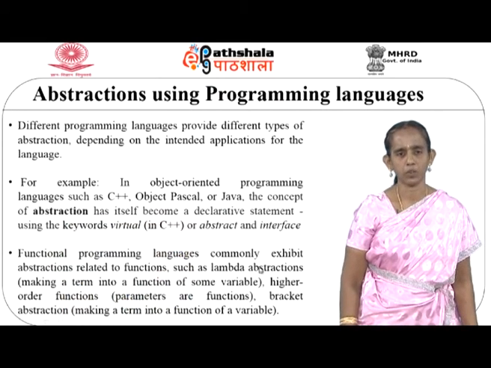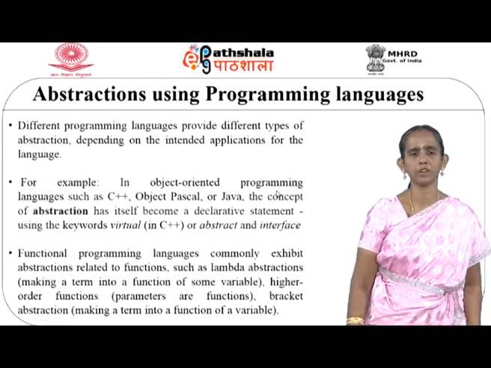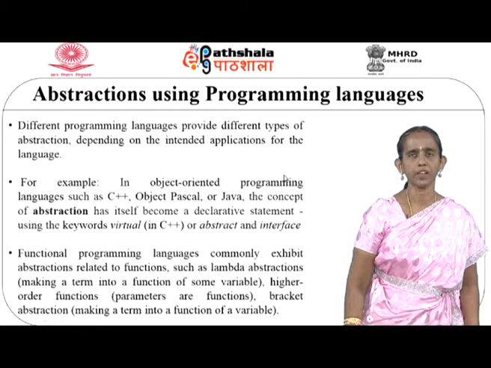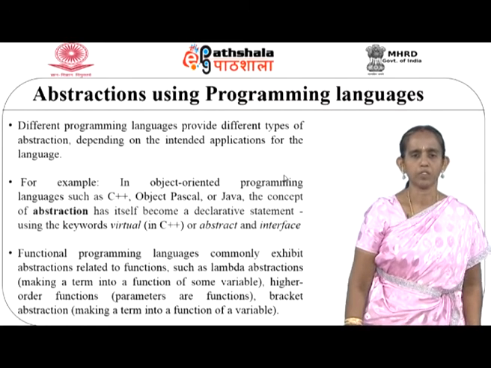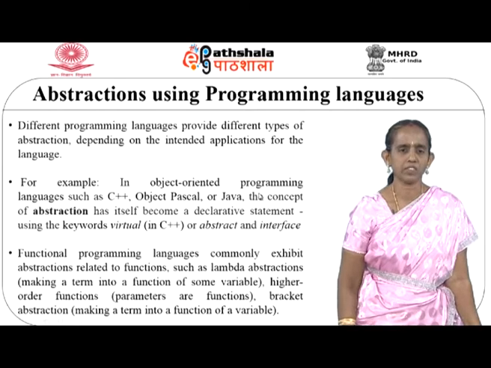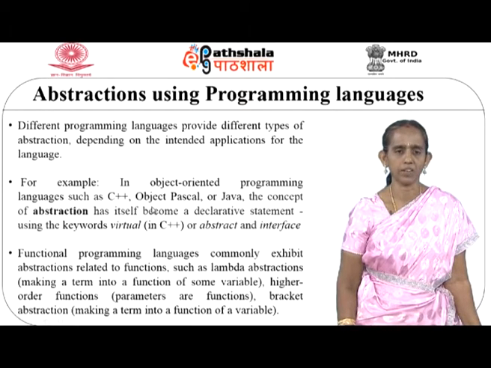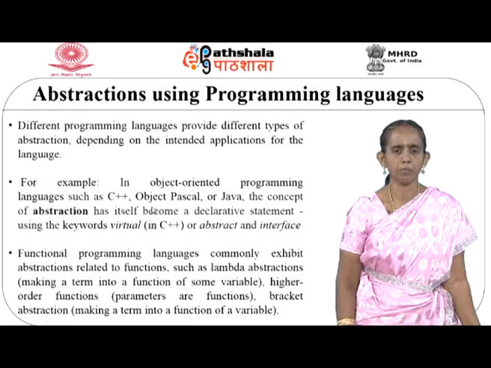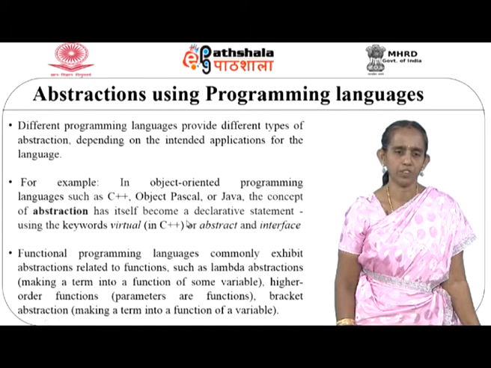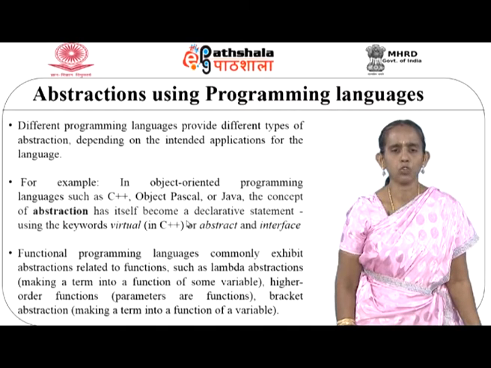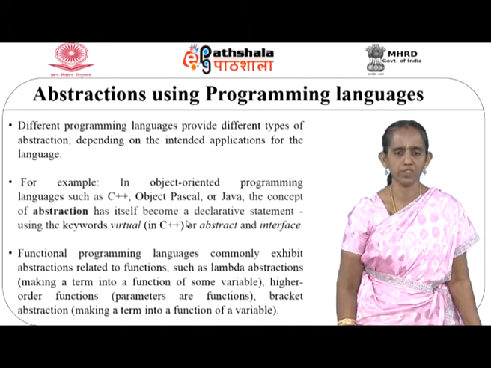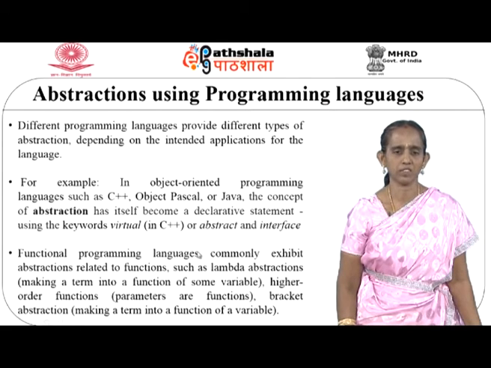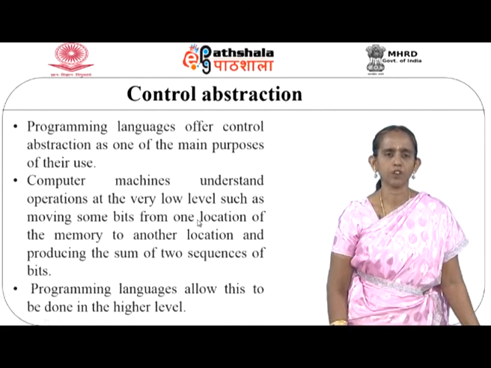Abstractions using programming languages. Different programming languages provide different types of abstraction depending on the intended applications for the language. For example, in object-oriented programming languages such as C++, Object Pascal or Java, the concept of abstraction has itself become a declarative statement using the keywords virtual or abstract and interface. Functional programming languages commonly exhibit abstraction related to functions such as lambda abstraction, higher order functions, bracket abstraction, etc. Programming languages also offer control abstraction as one of the main purposes of their use.